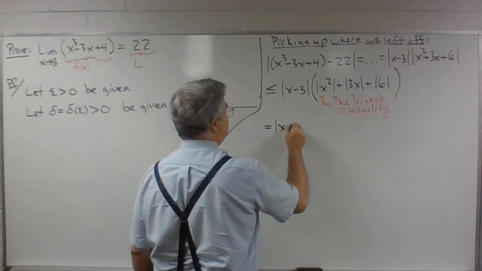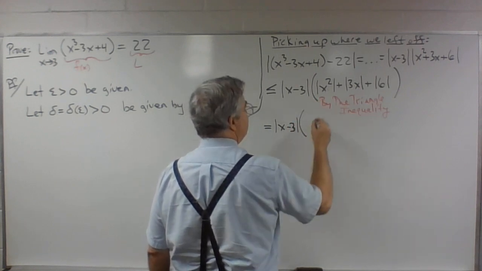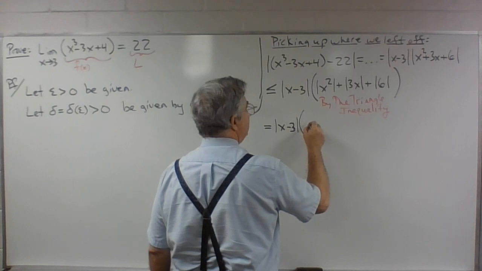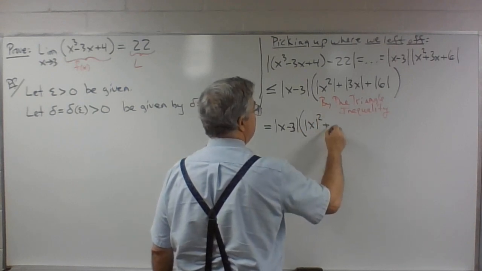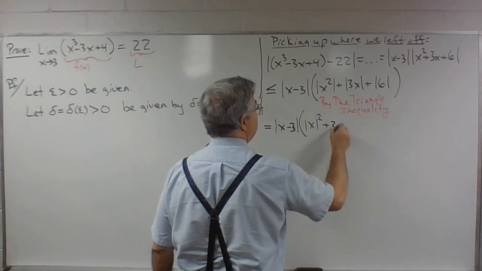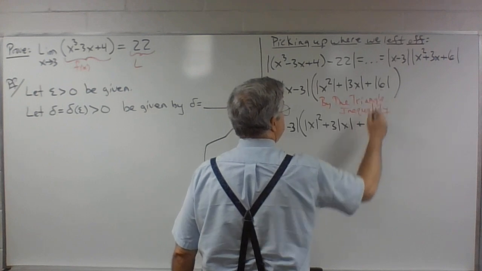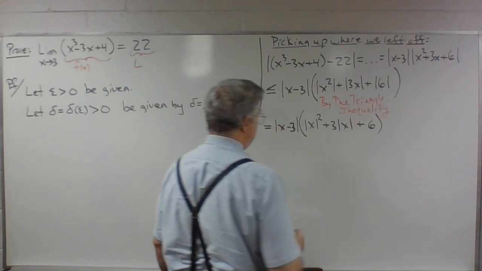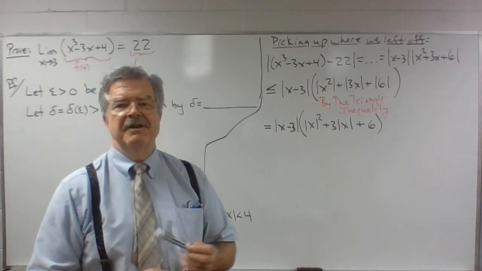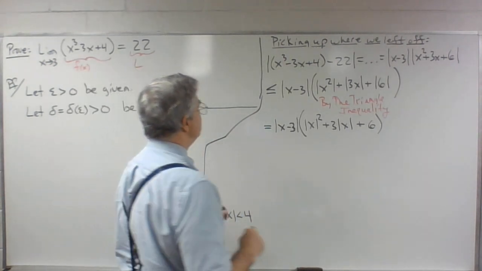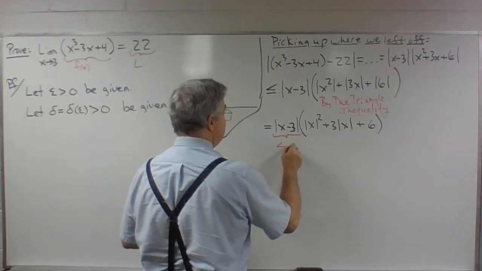X minus 3. And absolute value of x squared, that's the same thing as the absolute value of x quantity squared. This is the same as 3 absolute value of x. And this is 6. Now I'll pull my less than deltas and all of that sort of thing. X minus 3 less than delta.